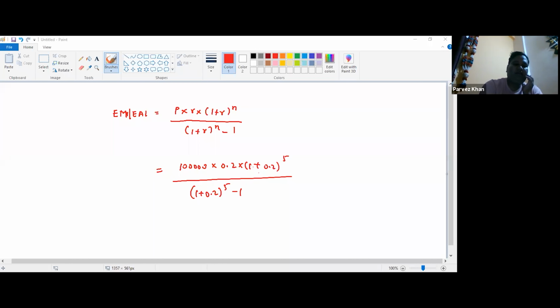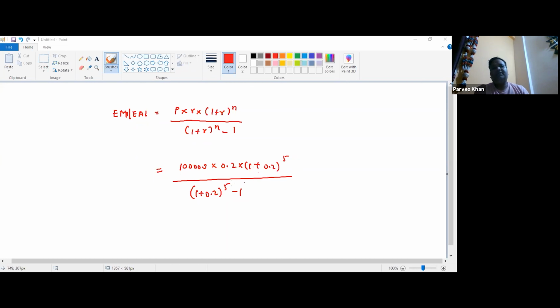Write down another question. Mr. X has borrowed 50,000 for 2 years at the rate of interest of 12%. Find the amount of monthly installments. Yes, I have posted the question in the chat box also; you can copy from that. Interest is 12%, time is 2 years. Monthly installments we have to calculate, right?